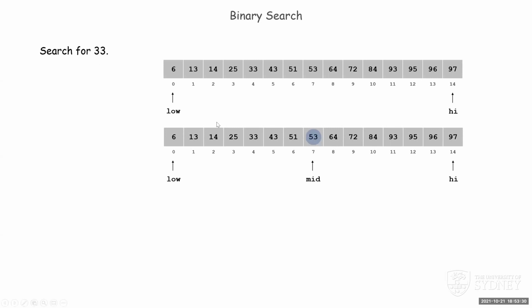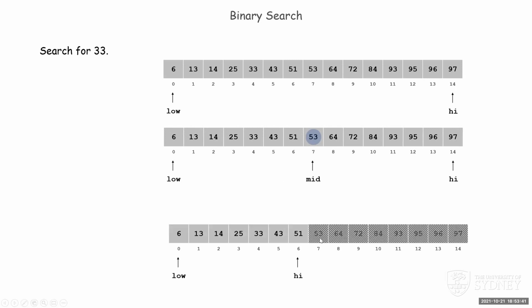So you compare 33 with 53. Is it the same value? No. So is it less than 53? Yes. So you will look into all of this data, right? That's what I said: you remove all of these. It now knows that this is the search area where I have to search, right?